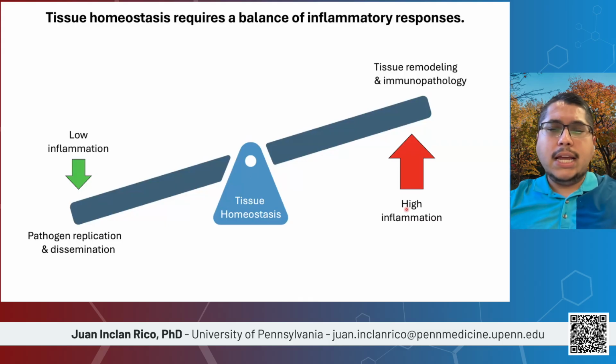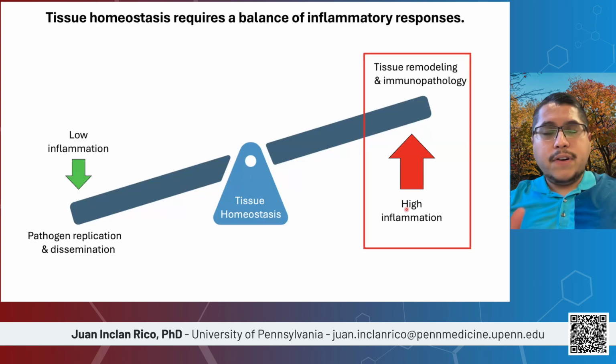And I've been quite interested in how these mechanisms happen. I've been using parasitic helminths to understand these responses. In the first part of the talk, I'm going to show you how understanding the biology of these pathogens can shed light into how to control excessive inflammation in peripheral tissues.